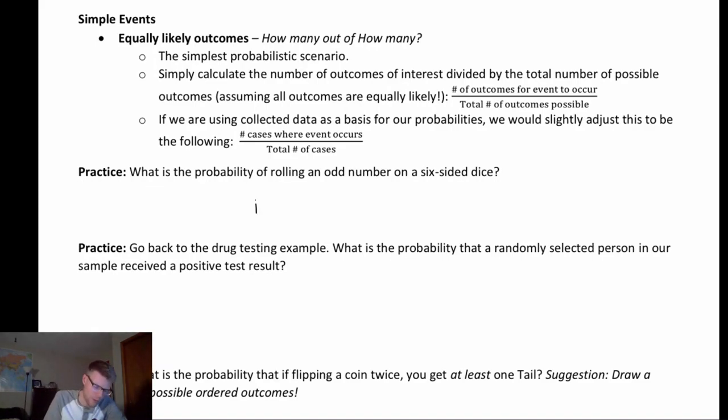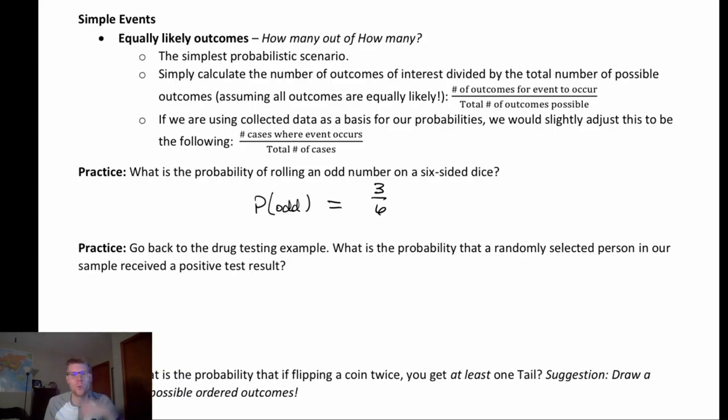So then the probability of rolling an odd number is going to be 3 outcomes out of 6. And as long as they're all equally likely, that should work. If my outcomes are not equally likely, that isn't necessarily going to work. But we'll cross that bridge when we get there, and we'll talk about more complicated situations.